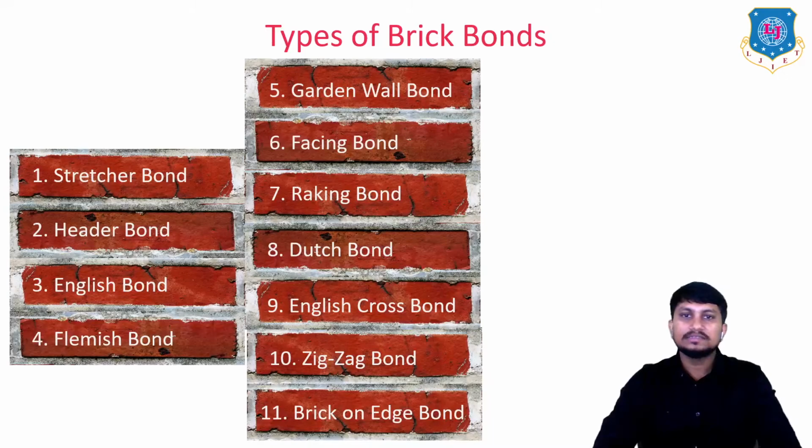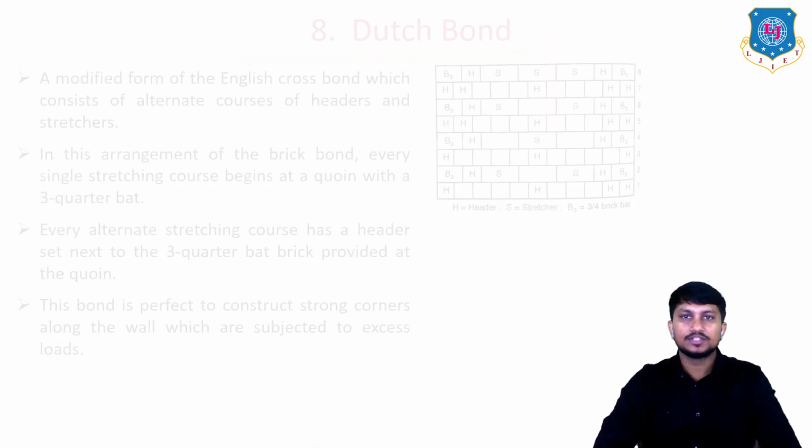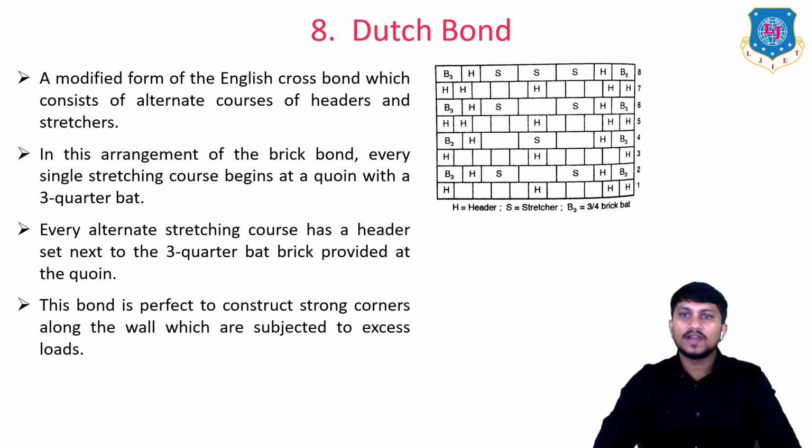That's all about the racking bond. Next is Dutch bond. This is a modified form of English cross bond which consists of alternate courses of headers and stretchers. Okay. In this arrangement of brick bond, every single stretching course begins at queen with three-quarter bat. Okay. You can clearly see every stretcher course has one three-quarter bat and next to this three-quarter bat, one header is used. Okay. This is the difference between English bond and the Dutch bond.